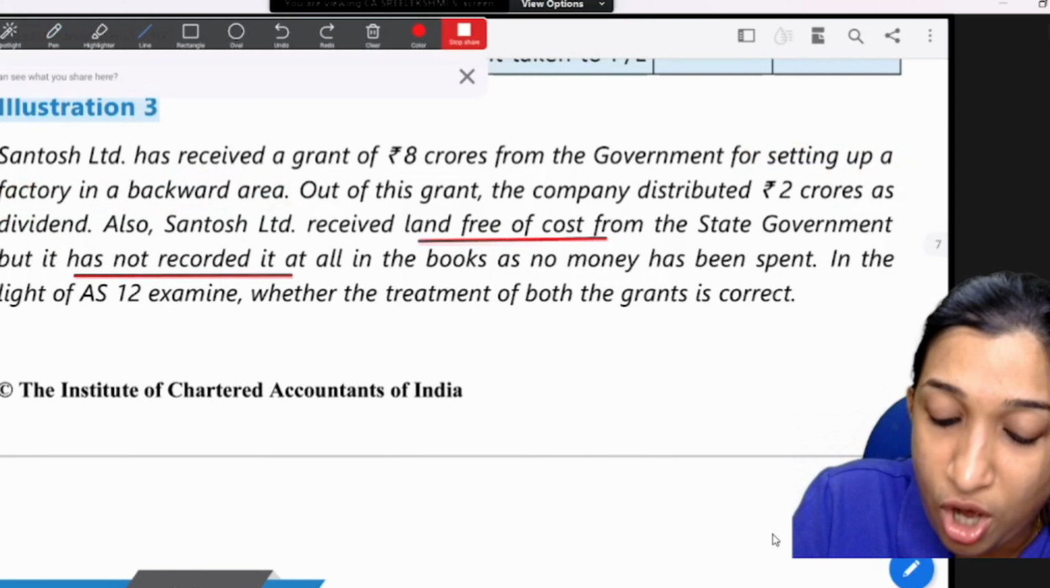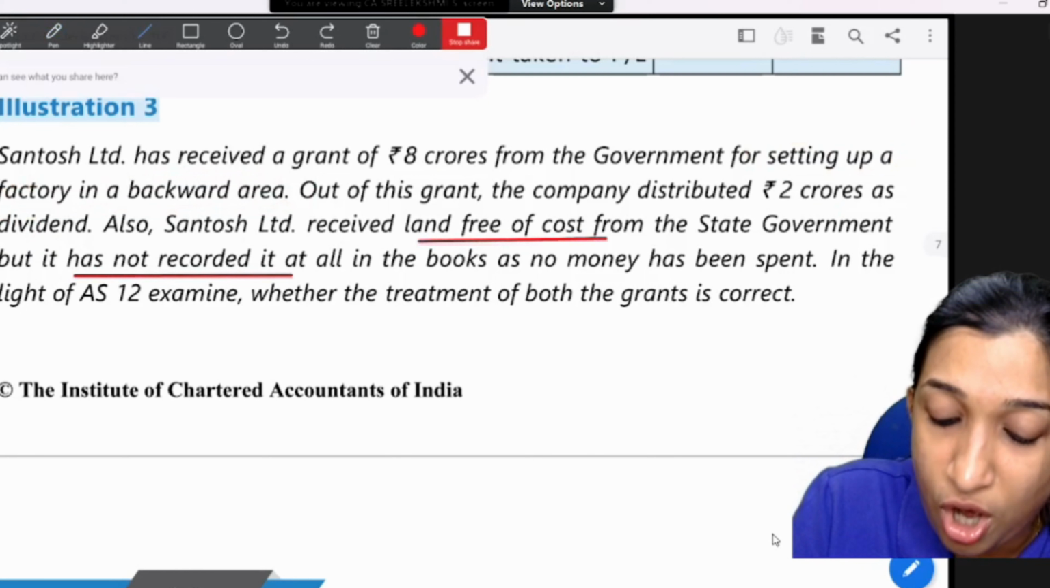Every accounting standard talks about recognition and measurement. What is recognition? I've told you, recognizing in the books means recording in the books. Measurement is at what value it should be recognized. So when you should do the accounting, upon receipt, what is the accounting, and upon refund, what is the accounting. This is what we are discussing in the standard.